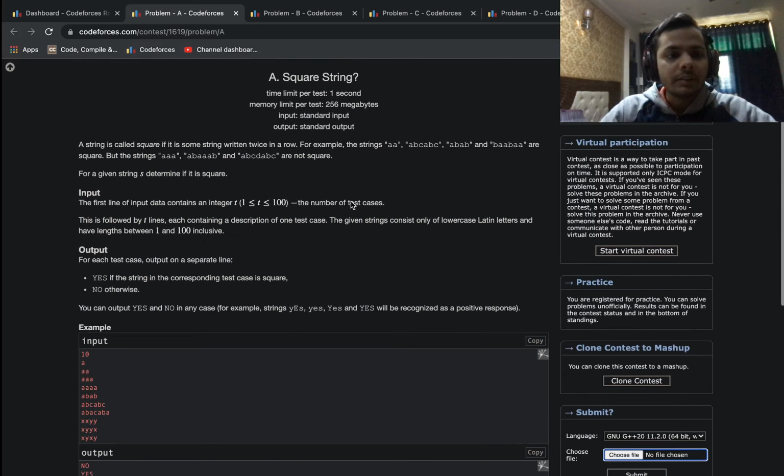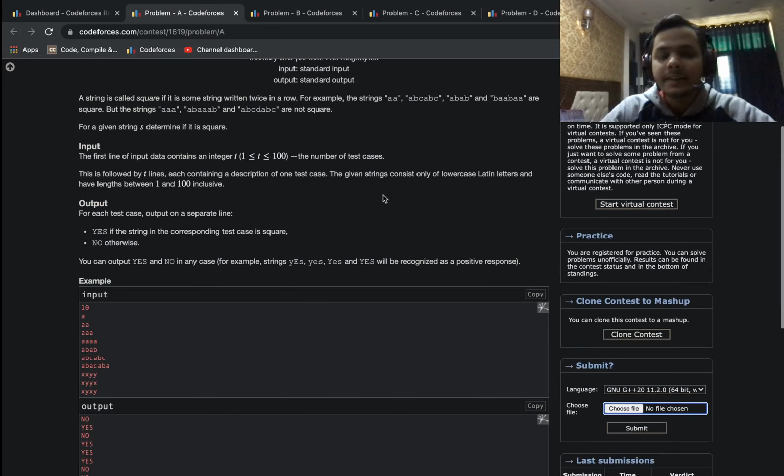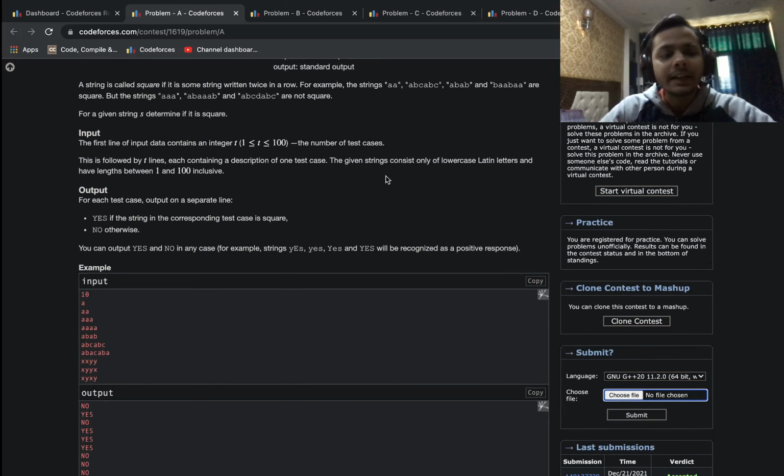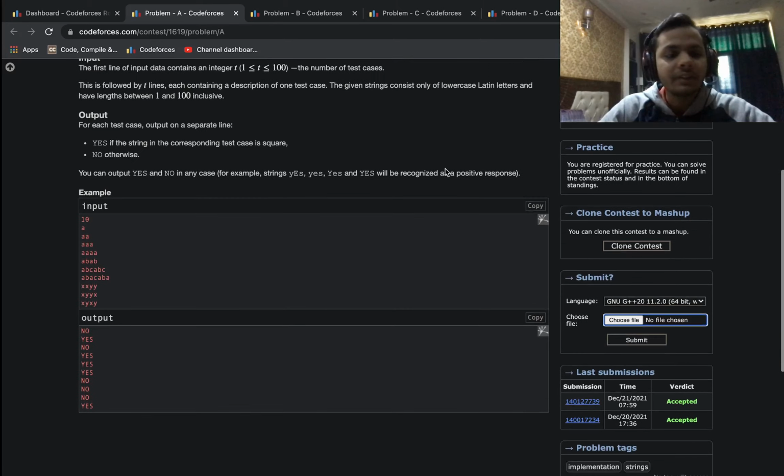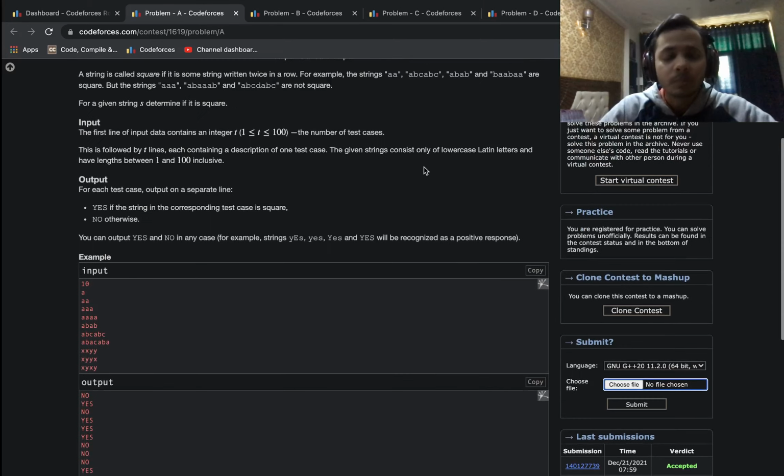So this is a really easy problem. What we have to do here is that we have been provided with a string and we need to check whether S is a square string or not. And a string is called square if it is some string written twice. That's it. So we'll be provided with a string S and we need to tell whether it is the concatenation of one string twice or not. If it is, then we have to output yes, otherwise we have to output no.